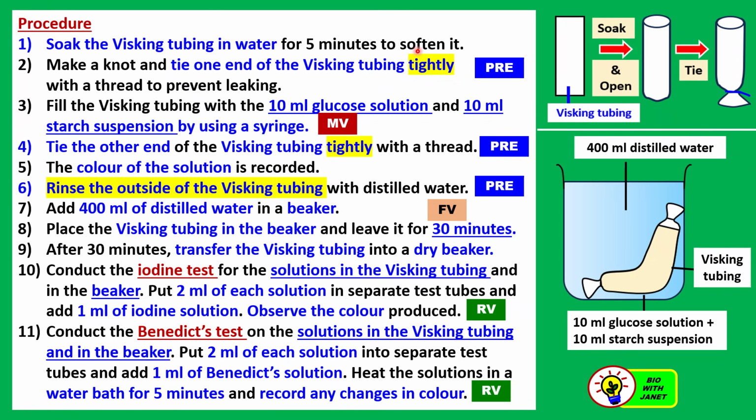Okay, so once you're ready to start the experiment and given the time to start, let's say after reading and checking your apparatus, then they say you can start. You better soak your Visking tubing first of all, for a few minutes. Then make a knot and tie one end of the Visking tubing tightly with a thread to prevent leaking. The keyword here is tie it tightly. Tie one end tightly with a knot, a tight knot.